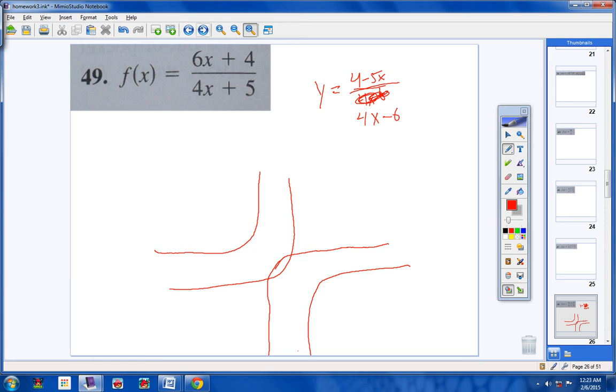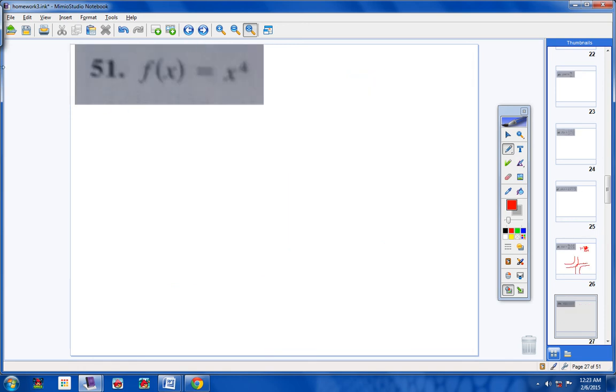Alright, moving on to number 51. The directions for 51 through 63 say determine whether the function has an inverse function. If it does, then find the inverse function. Now, here's how I've taught you guys to do this. If you have a graph, you use the horizontal line test. If you don't, you do it a little differently.